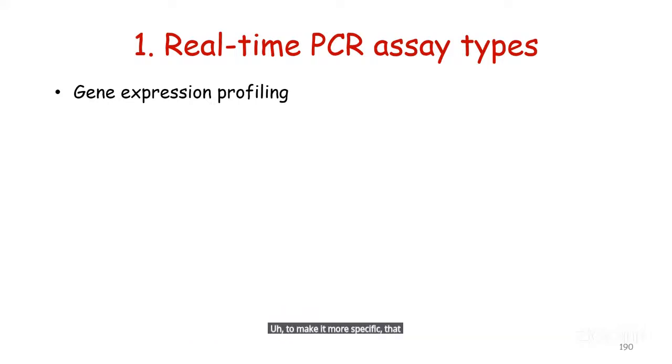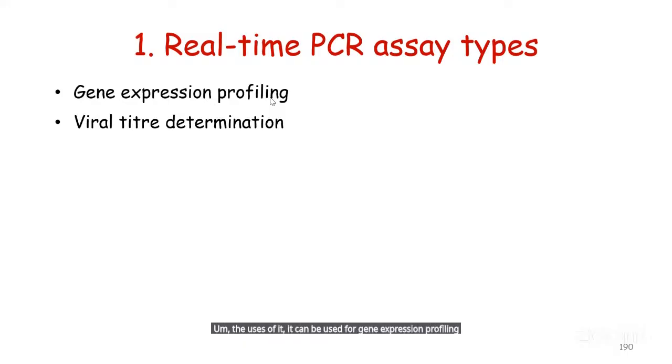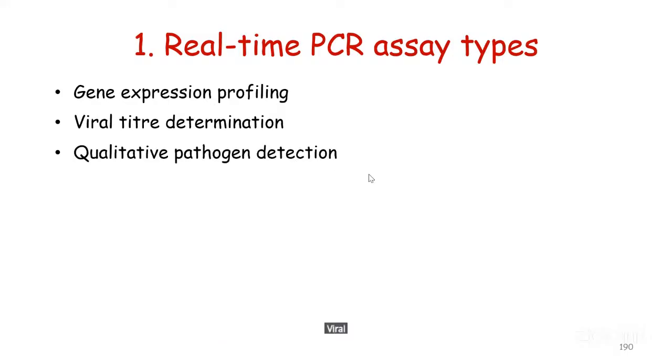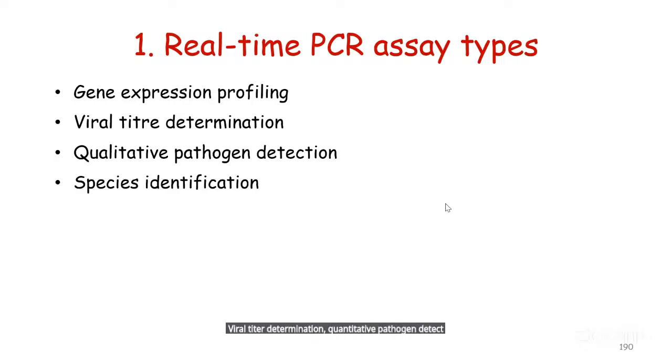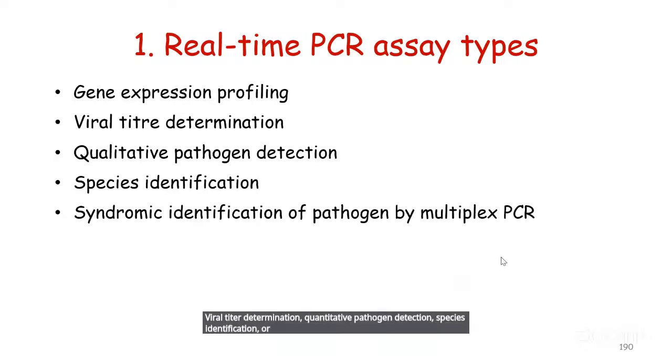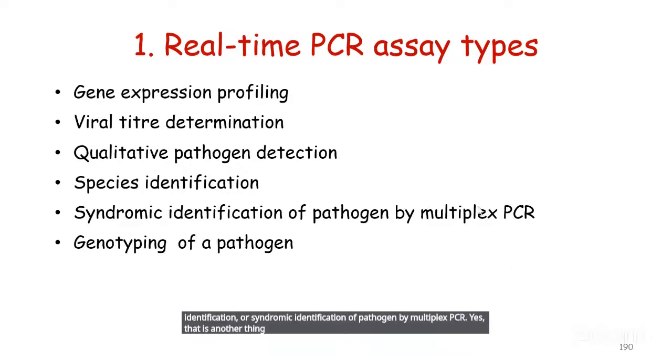That is the probe. At least in the real-time assays which use the probe; it will not be true for, I think, SYBR Green real-time PCR. The uses of it: it can be used for gene expression profiling, how much a gene is expressing, viral titer determination, quantitative pathogen detection, species identification, or syndromic identification of pathogen by multiplex PCR. Yes, that is another thing. You can use multiplexing easily in real-time PCR by using different fluorescent dyes for different targets.